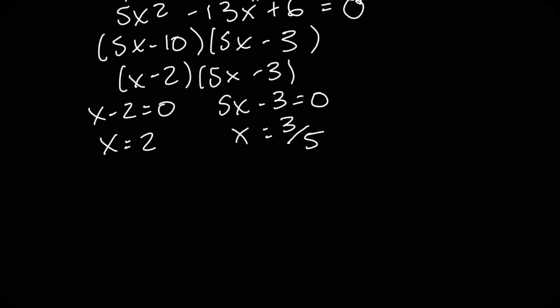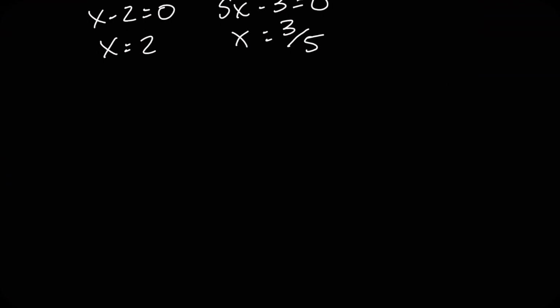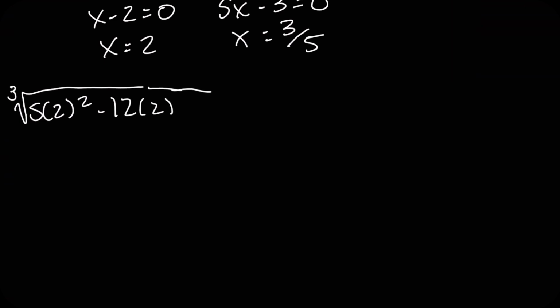So you're not done. Go ahead and check these in your original equation to see if they make sense to include them as your final solutions. So first we'll go ahead and check the 2. Plug this back into your original equation here. So you have the cubed root of 5 times 2 squared minus 12 times 2 plus 6 minus the cubed root of 2, all equal to 0.